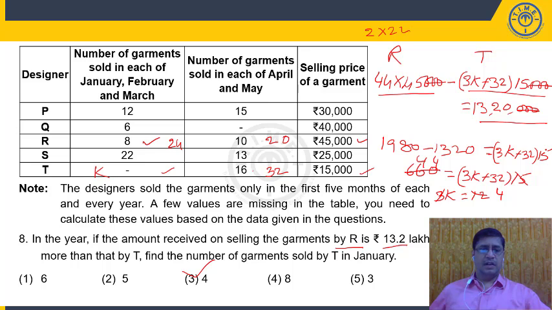Okay. The amount received by selling the garments by R and T. What is the difference here? The difference is 13.2 lakh rupees by using the number of garments sold by R and T. We are calculating the amounts and equating it to the difference given. Okay. Now look at the next question.